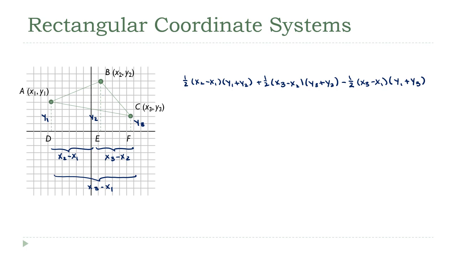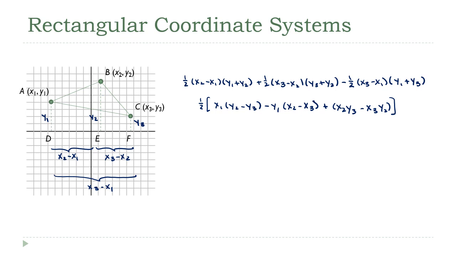You're welcome to walk through the steps yourself and see what cancellation happens. But if you do that, you're going to end up with 1/2 [x1 (y2 minus y3) minus y1 (x2 minus x3) plus x2 y3 minus x3 y2].